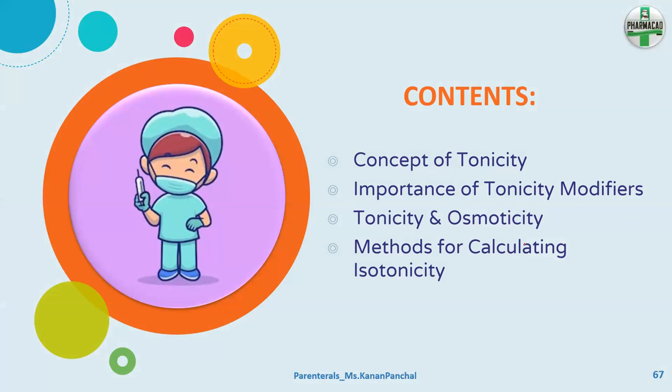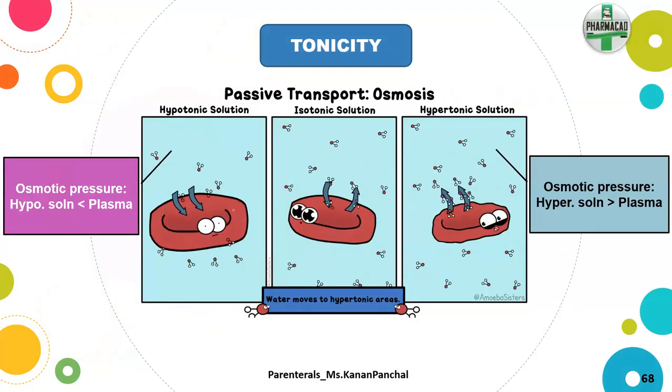Osmotic pressure kya hota hai? Osmosis kya hota hai? Can anyone define osmosis for me? Ma'am, diffusion of solute from higher concentration to lower concentration through a semi-permeable membrane. Diffusion of solute. Solvent, ma'am. Diffusion of solvent. Maine wo time bhi bola tha while teaching colligatives. We've done colligatives together, right? Yes, ma'am. So, osmosis is the diffusion of your solvent from a region of higher concentration to lower concentration through a semi-permeable membrane. Okay?